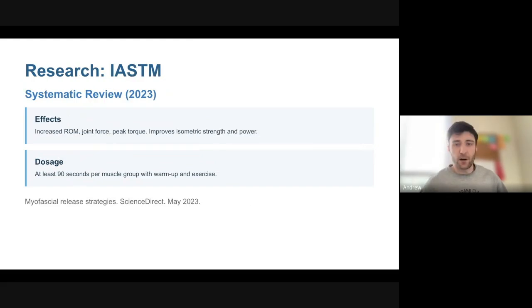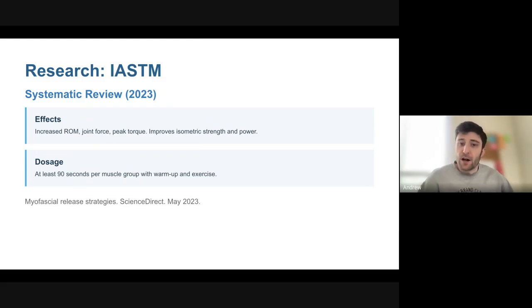So there were a couple research articles in here that I added for instrument assisted. There was a systematic review that was done in 2023, where using instruments helped improve range of motion, joint force, peak torque, and it helped improve isometric strength and power. These are all just basically saying their range of motion got better, their strength got better. The dosage was at least 90 seconds per muscle group with a warm-up exercise.